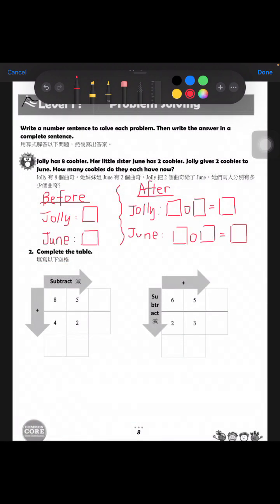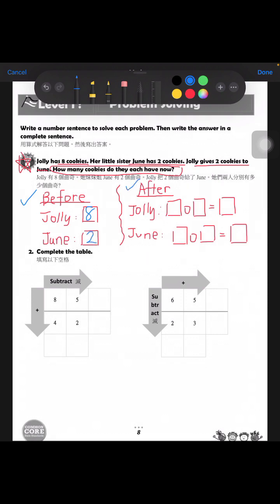We're now on page 8 and we look at the "out" questions. Julie has 8 cookies. Her little sister, June, has 2 cookies. And then Julie gives 2 cookies to June. And we need to find how many cookies they each have now. Before Julie gives 2 cookies to June, how many cookies does she have? Yes, she has 8 cookies, and June has 2 cookies.